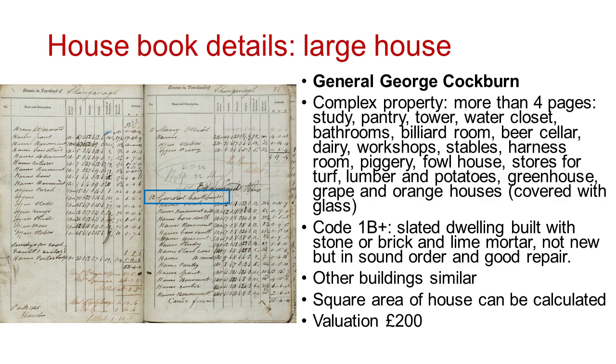Now, Code 1B plus explains that this means a slated dwelling built with stone or brick and lime mortar, not new but in sound order and good repair. And all the other buildings on General Coburn's property had this same code, so the whole place must have been in pretty good order. And you could calculate the square area of any house from this, based on the external measurements of the house. And the valuation of the house was £200, which was absolutely staggering. It's enormous, £200. The big houses in Merrion Square were valued at about £100. So for a private house, this is a very large valuation. Well, I suppose it's a castle.